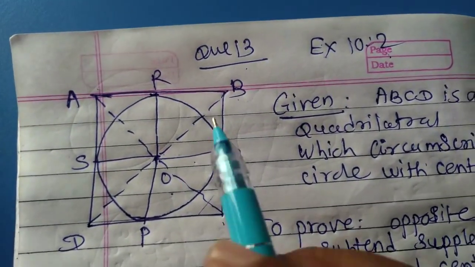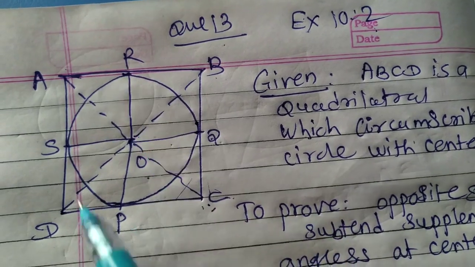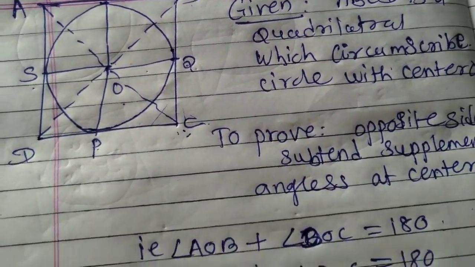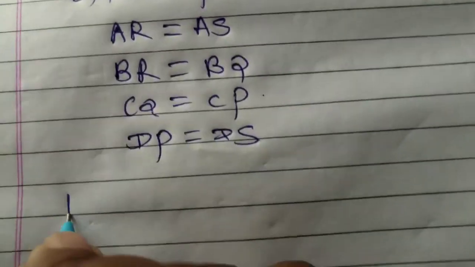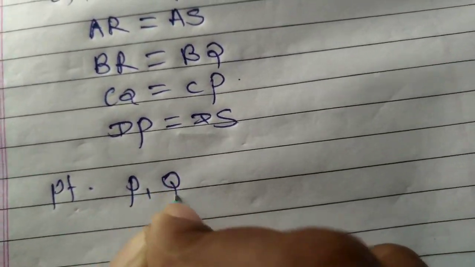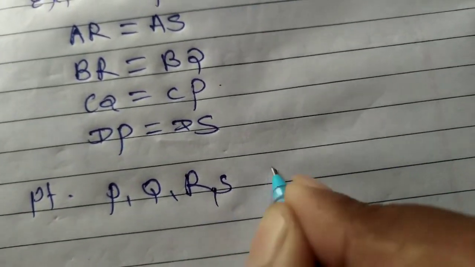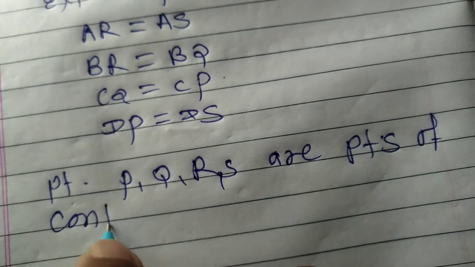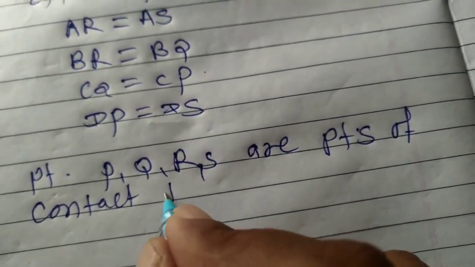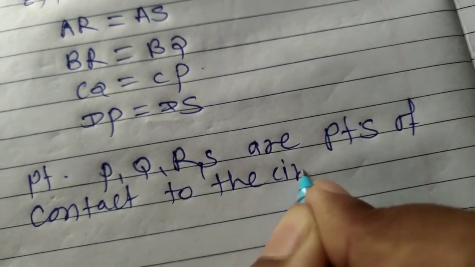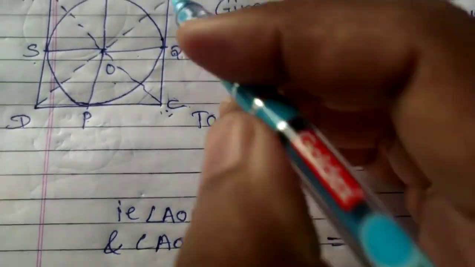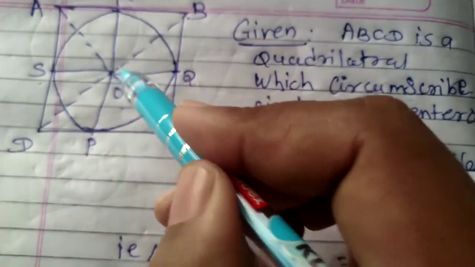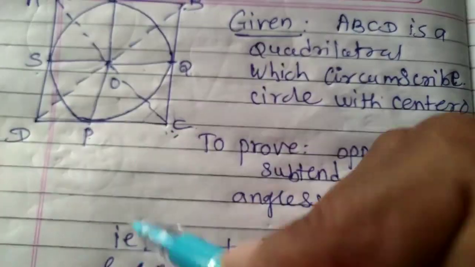Now here we mark the points P, Q, R, S. These are the points of contact to the circle. Now here we join these exterior points to the center, means we join the segments OB, OC, OD and OA.